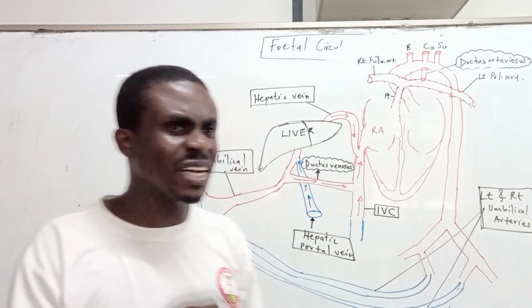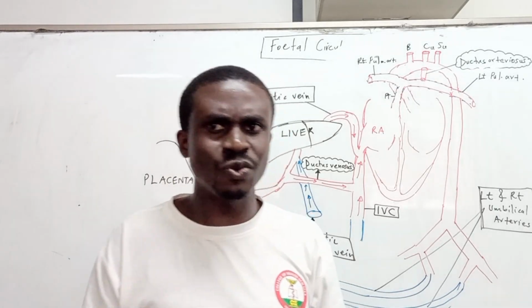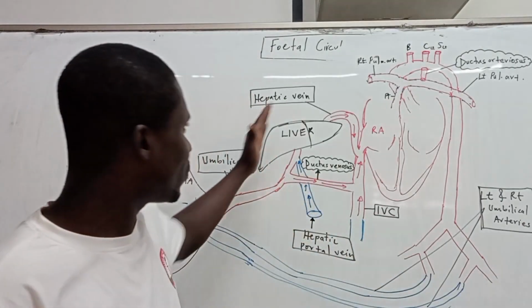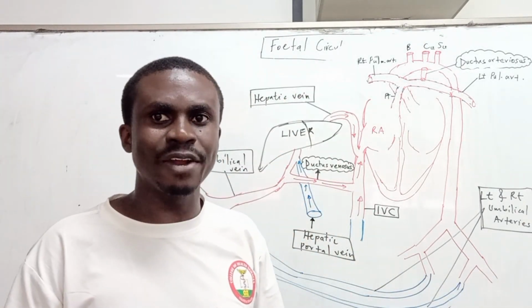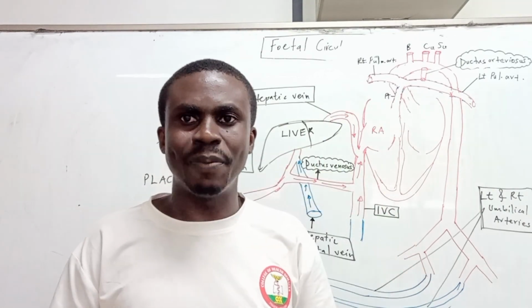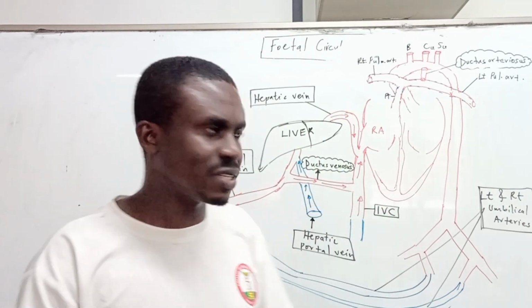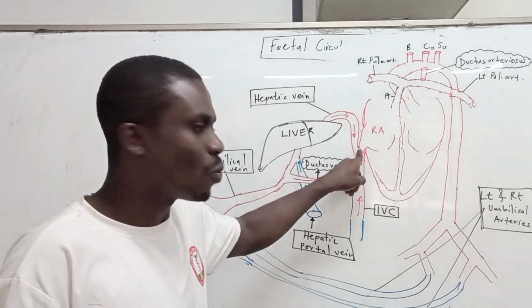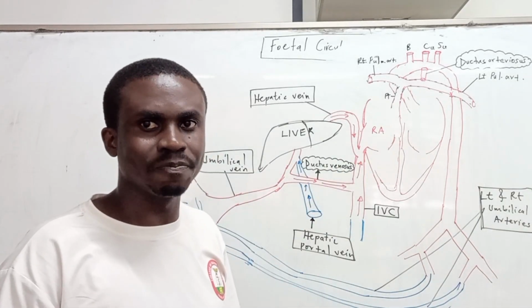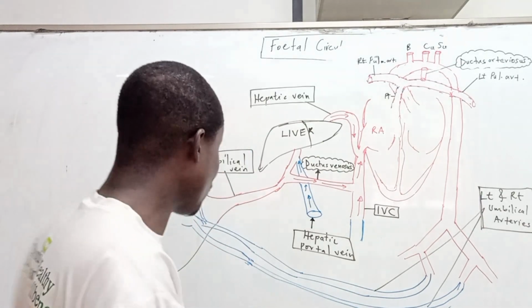Now remember I said hepatic veins. There are 3 hepatic veins, I'm sure you are aware of that. We have the right hepatic vein, draining most of the right lobe of the liver. Then we have the left hepatic vein. Then we have, of course, the middle hepatic vein. All those are going to drain their content into the terminal portion of the inferior vena cava. Okay, so that's one thing.